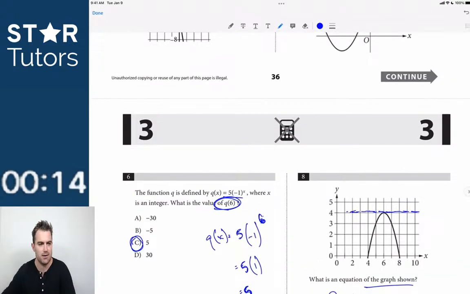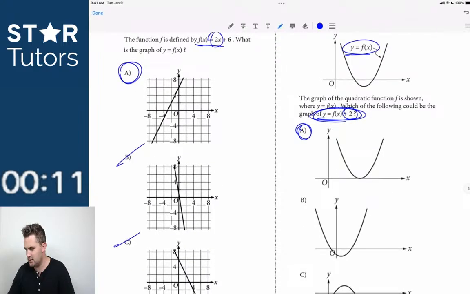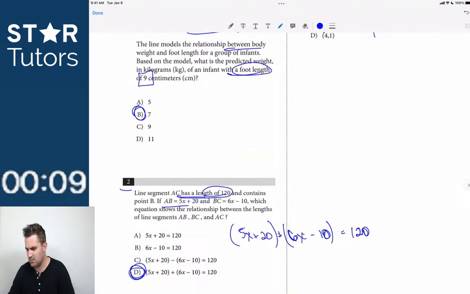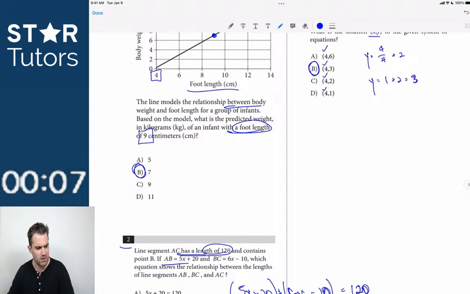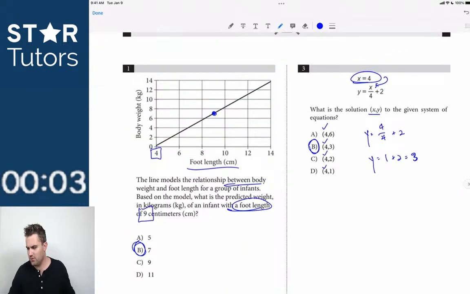Anybody else have any questions on these? I think that should be it, guys. So, yeah, we finished with a little bit of time left, but hopefully everything was pretty straightforward with that. Stop the timer here.